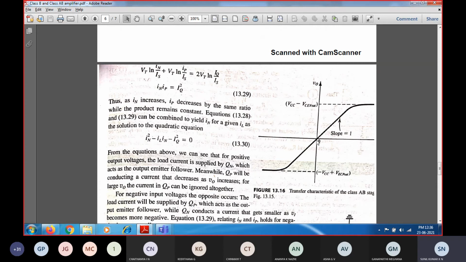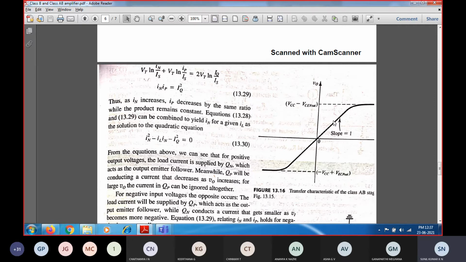This is the output voltage with respect to the input voltage. As soon as you give an input voltage greater than 0, you can see there is an increase in the gain. That is nothing but a linear amplifier. We can say the output follows the input because it is an emitter follower stage. So the output is the same as the input.